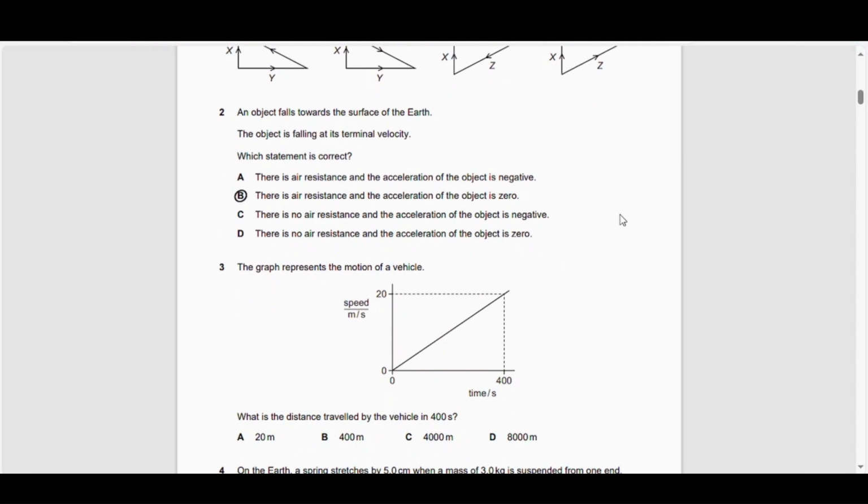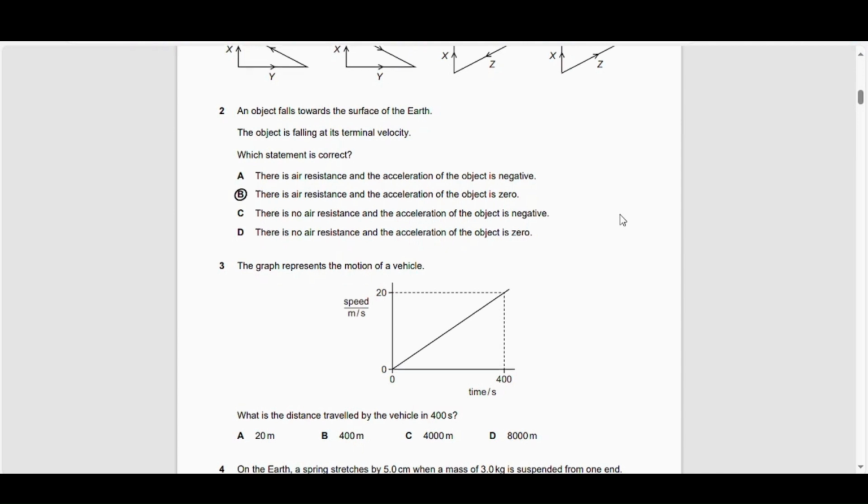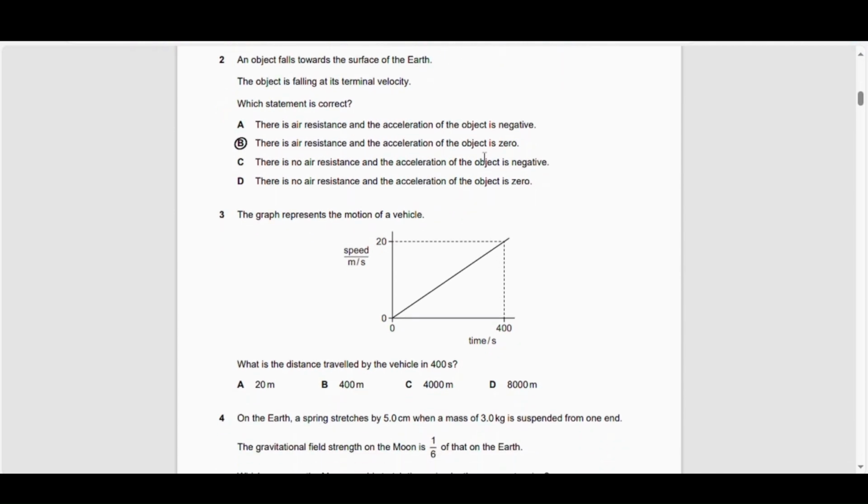If you look at the second question, an object falls towards the surface of the Earth. The object is falling at terminal velocity. If it's falling at terminal velocity, there is no net force, and if there is no net force, there is no acceleration. So we can see here that there are a couple of statements which say the acceleration is negative, so that has to be a no. So A and C are eliminated, and then you have B and D.